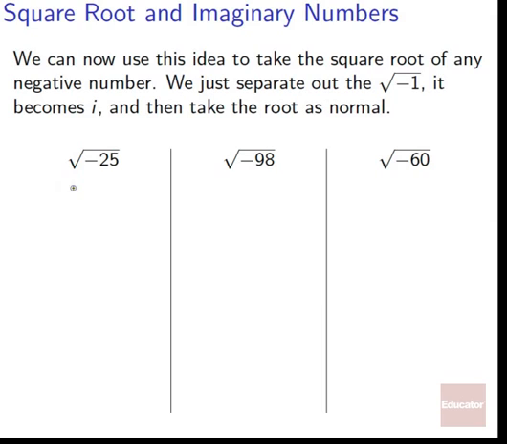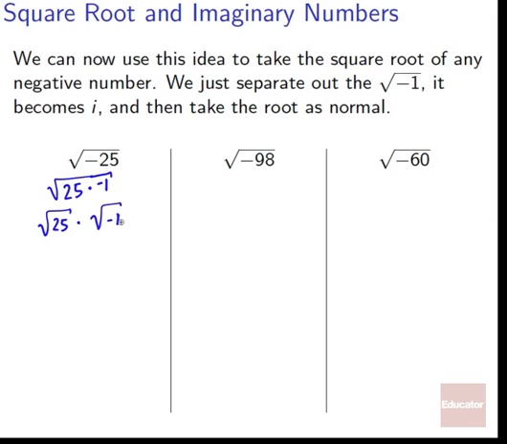For example, root negative 25 would become square root of negative 25, so we pull out negative 1, so that's the same thing as 25 times negative 1. So we separate this out, we break it into two square roots, a rule we're allowed to do, times square root negative 1.